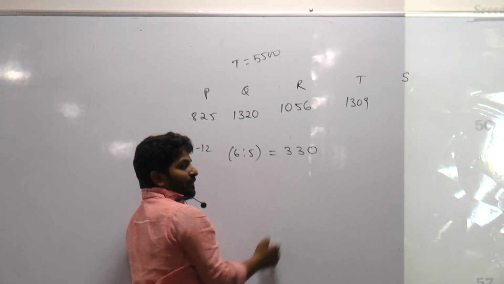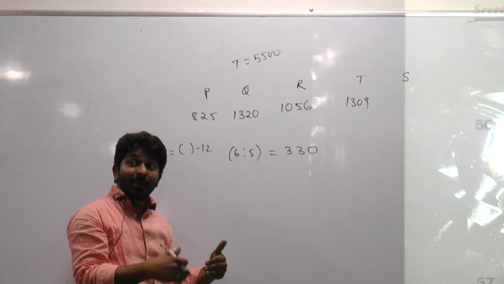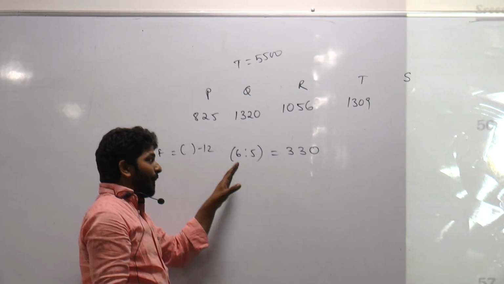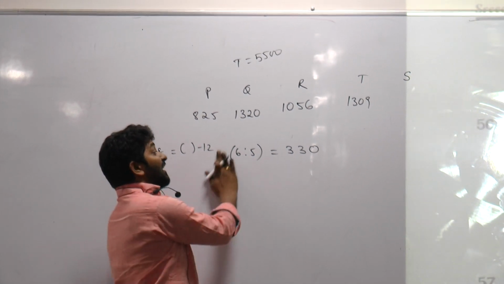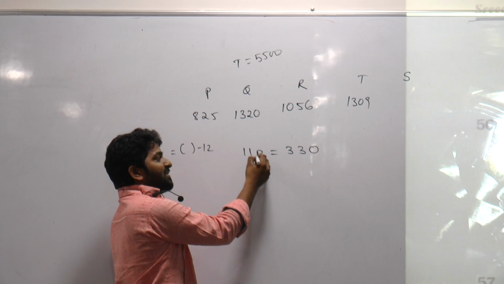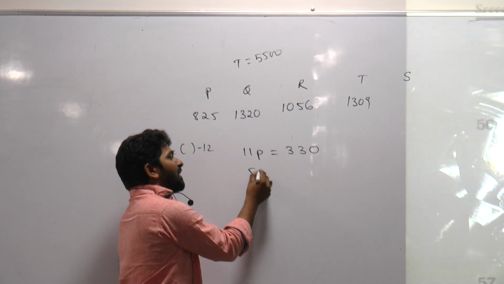330. 330 are total people, in the sense both male and female together. Male to female ratio is given as 6:5. In the sense 11 parts. So 11 parts is equal to 330. Female are 5 parts. 5 parts is equal to how much?